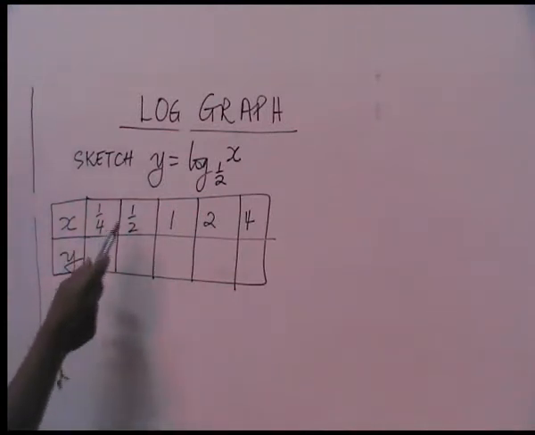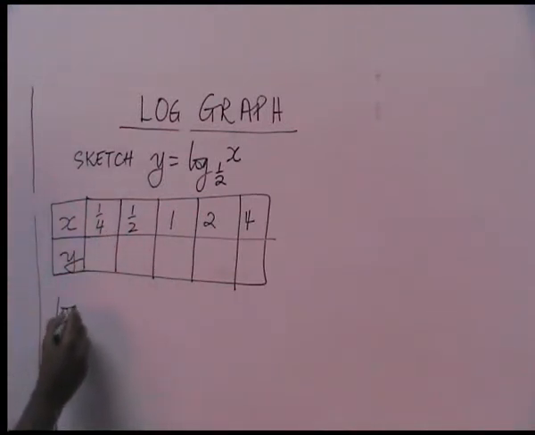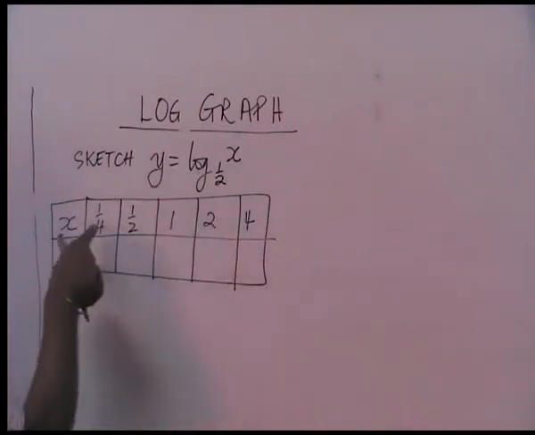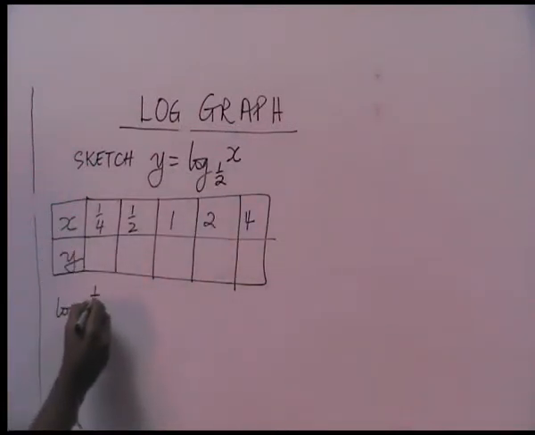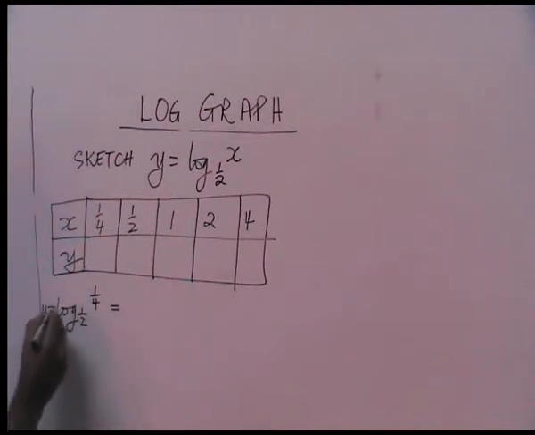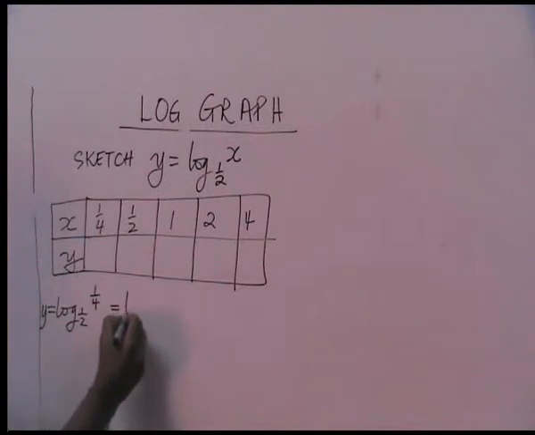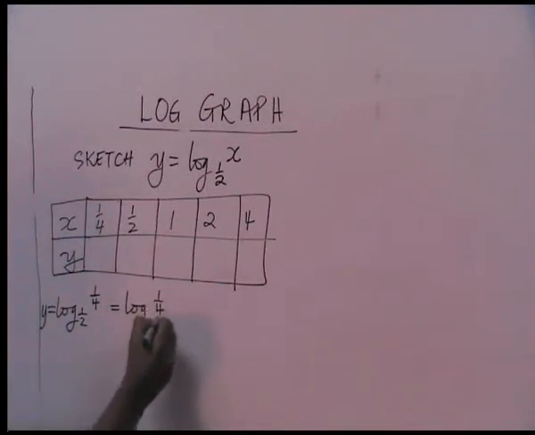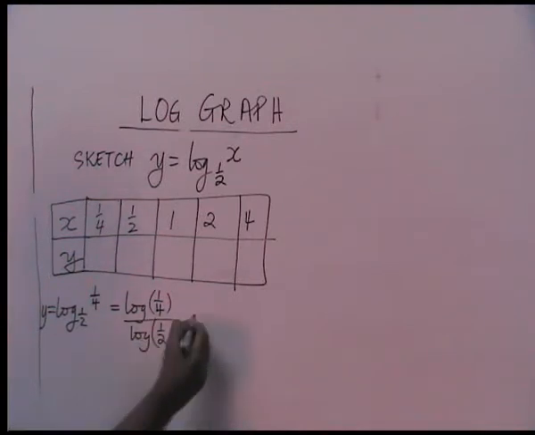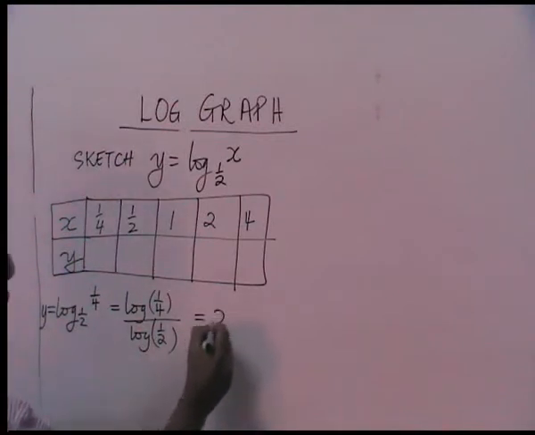Now, in the first case, what will we have? We'll have log of, now x is replaced by quarter, so we'll have log of quarter to the base half, and y is equal to that. Now if I change the base of that, it'll become log of quarter divided by log of half. Now if you put that in the calculator, log of quarter divided by log of half, you will get 2. So the answer is 2.